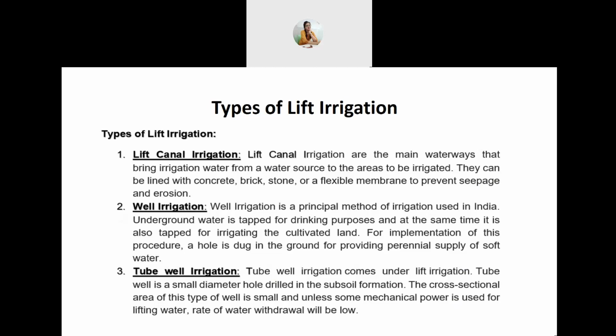Number 3, tube well irrigation. Tube well irrigation comes under lift irrigation. A tube well is a small diameter hole drilled in the subsoil formation. The cross-sectional area of this type of well is small, and unless some mechanical power is used for lifting water, the rate of water withdrawal will be low.